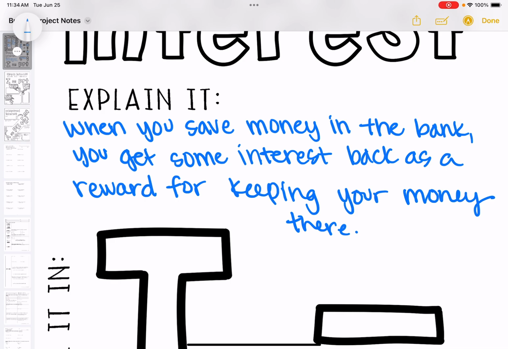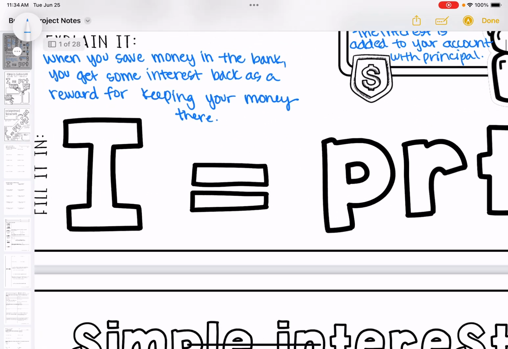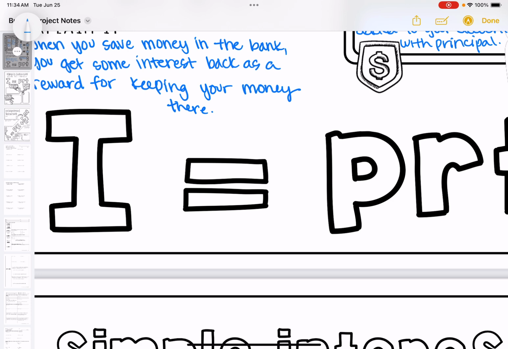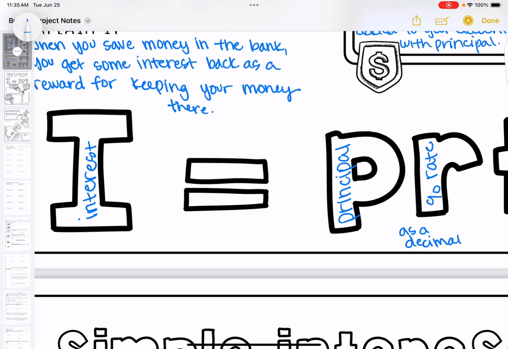All right, now we're going to look at the formula. So I stands for our interest. P stands for our principal. R is our percentage rate. Okay, and under it, I want you to write as a decimal because we have to convert all those percentages to decimals. Okay, and you do that by taking your percentage and dividing it by 100.